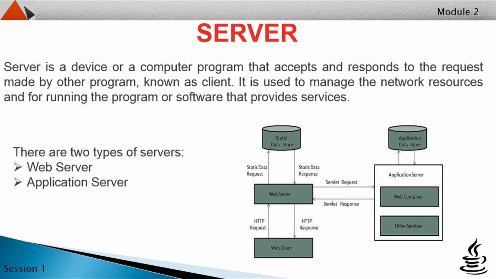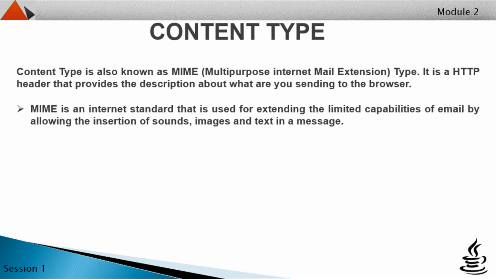Content type. Content type is also known as MIME, Multipurpose Internet Mail Extension, type. It is an HTTP header that provides the description of what you are sending to the browser. MIME is an internet standard that is used for extending the limited capabilities of email by allowing the insertion of sounds, images, and text in a message.